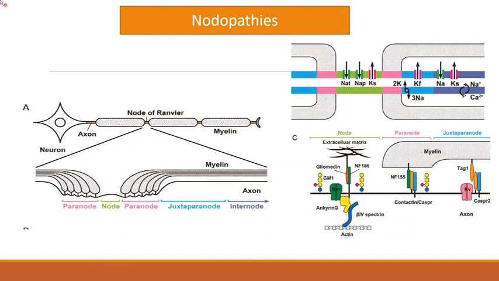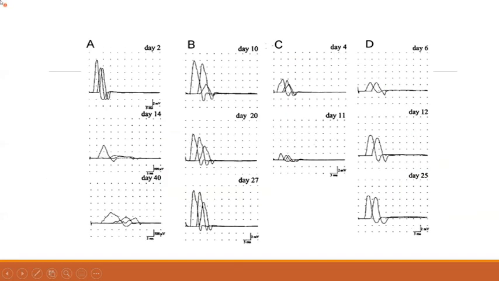Now a little bit about the nodopathies. So we have already talked about the node, paranode, and juxtaparanode. There are some diseases which specifically target the nodes. Among them are the AMAN and AMSAN variants. Antibodies against gangliosides target the nodes, and these sodium channels are disrupted and they cause the conduction failure. So I will skip this.